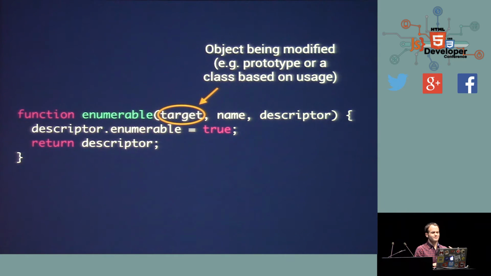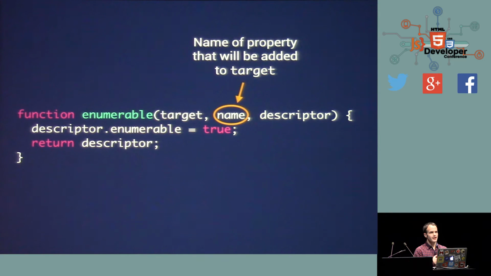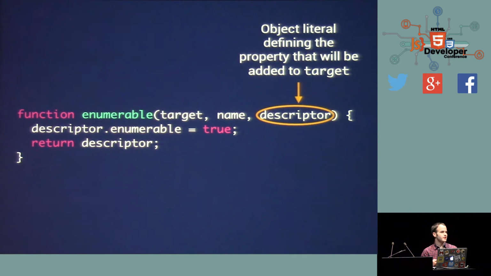So target, that's what actually is being modified. If I'm inside a class, I'm annotating a property, then what I'm modifying is the prototype. So target would be your prototype, the Person prototype in this example. Name will be the name of the property that we're adding. So that was the fullName getter. And then descriptor, this is an object literal.